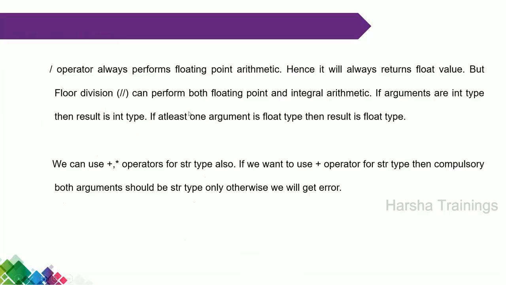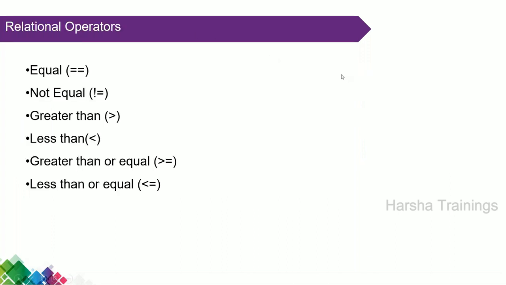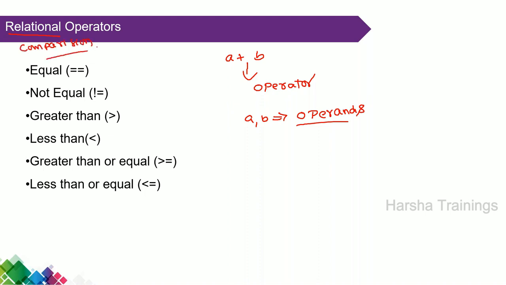Now, arithmetic operators are completed. Whatever we discussed, the same thing applies here also. Relational operators. What do we mean by relational? The name specifies we have to check the relation between two operands. For example, a plus b: here plus is called the operator, and a, b are generally called operands in programming languages. Relational operators are also called comparison operators.